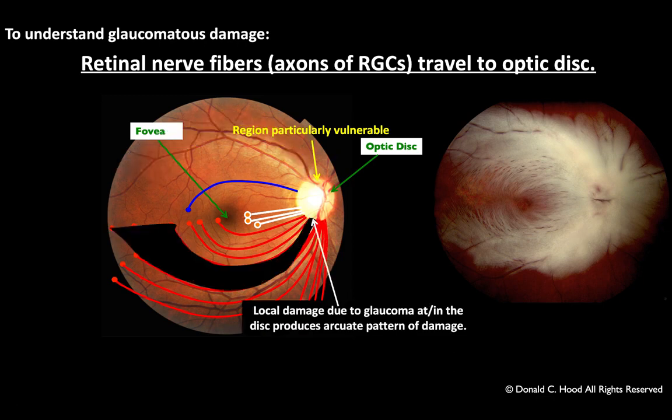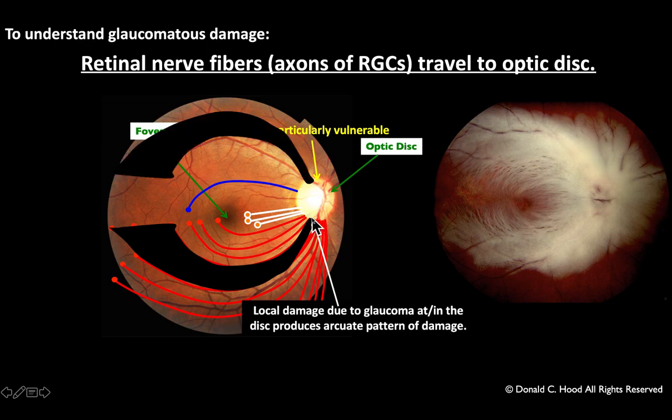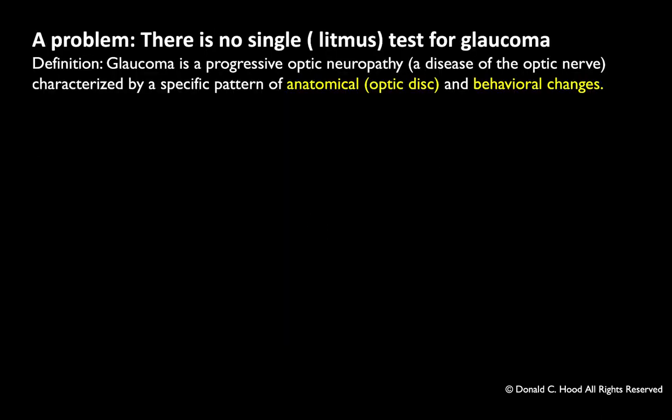Okay, now, because damage occurs at and in the disc, at the lamina cribrosa, you're going to get these characteristic arcuate defects from local damage. Here's another example. All right, now why is that important?